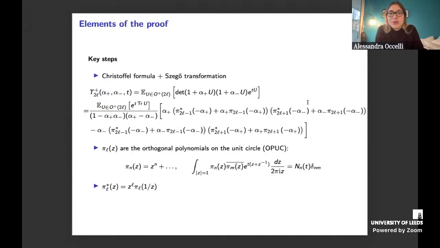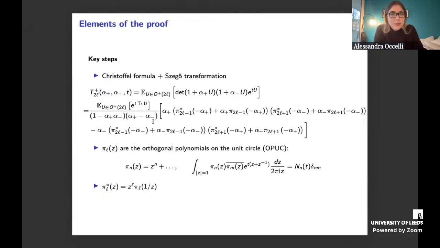And now you have this huge factor in terms of orthogonal polynomials on the unit circle and their conjugates. So this pi star is simply z to the L, pi L of 1 over z. And here you have this prefactor, 1 minus alpha plus alpha minus times alpha plus alpha minus, that actually represents singularities for this term.